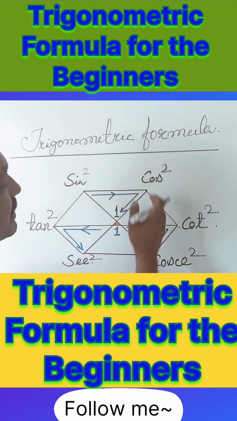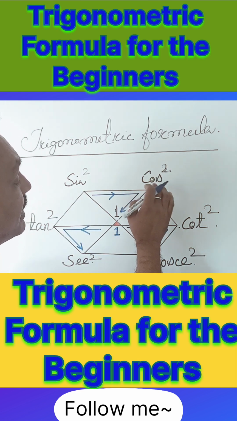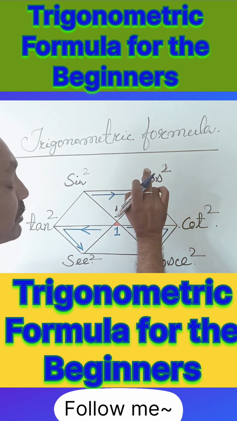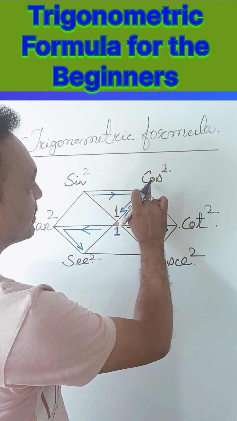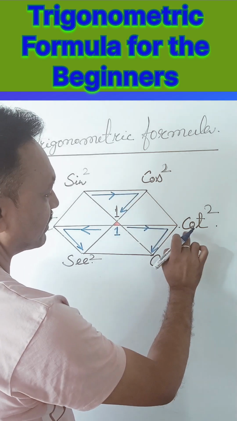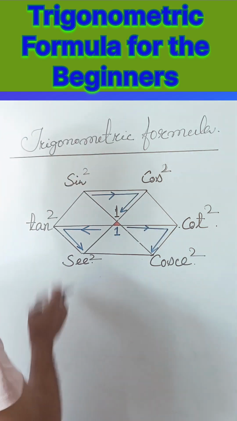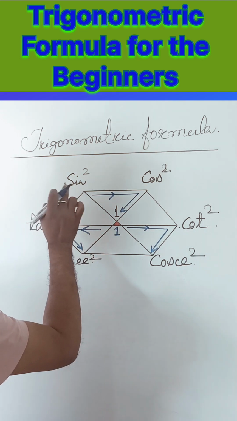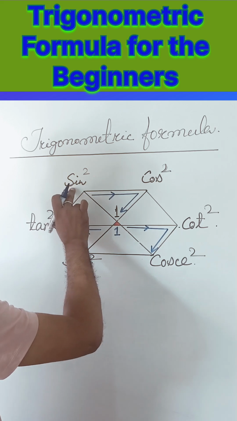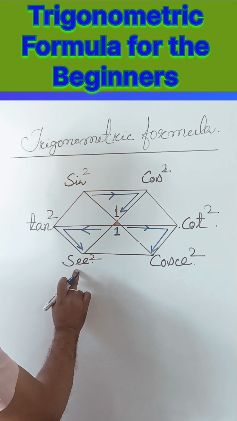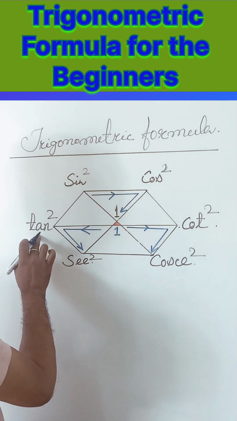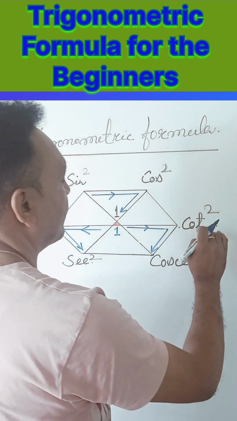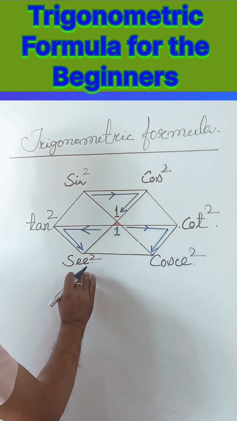So here I will arrange, on the right hand side, all the trigonometric ratios which start from C. So cos starts from C, cot starts from C, cosec starts from C. On the left hand side, all the trigonometric ratios will start from S. Sine starts from S, sec starts from S, except tan. You have to remember that here you have to put tan square theta. So this is sine square theta, cos square theta, cot square theta, cosec square theta, sec square theta, tan square theta.